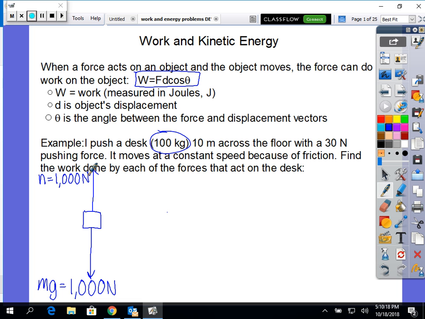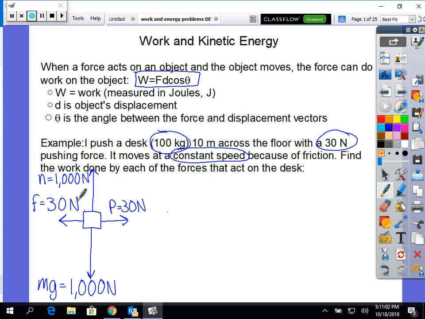Now I'm pushing with a force of 30 newtons. I'm going to say I'm pushing to the right, so I'm going to draw that vector to the right. That's my pushing force. It is 30 newtons. And there's also friction. Friction is going to oppose the motion, and it says that it's going at a constant speed. Constant speed means zero acceleration. Zero acceleration means the net force equals zero. So the pushing force and the friction must be equal and opposite. So the friction also has a magnitude of 30 newtons.